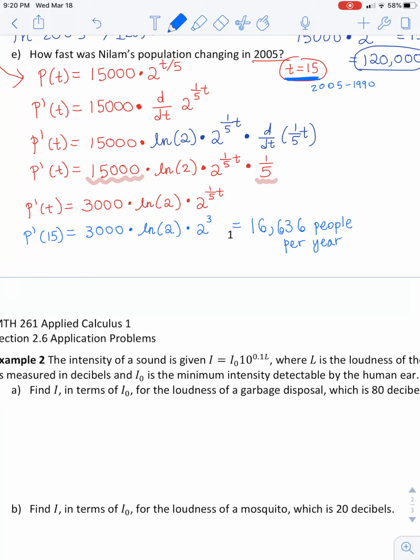So it was growing. Oh, in what year? In 2005. So Neelam's population was growing. It's a positive number. It's growing 16,636 people per year in 2005.